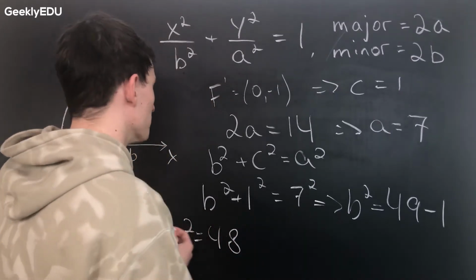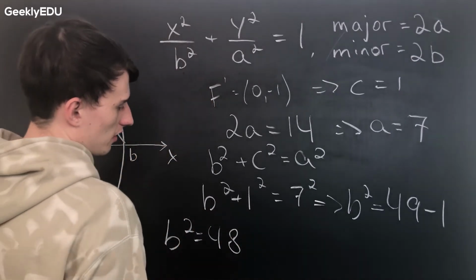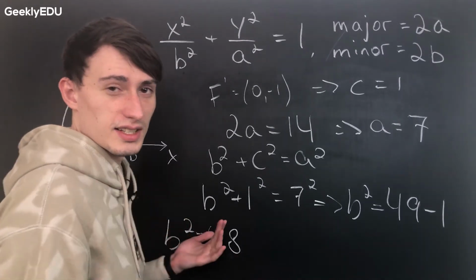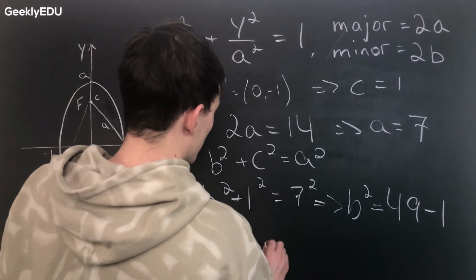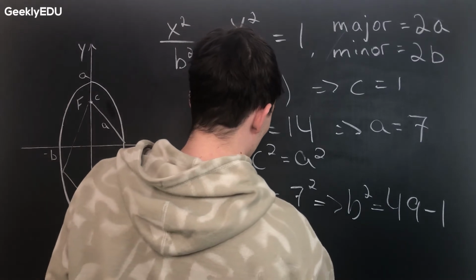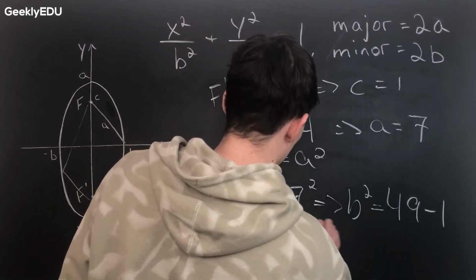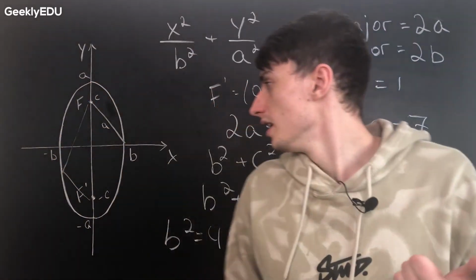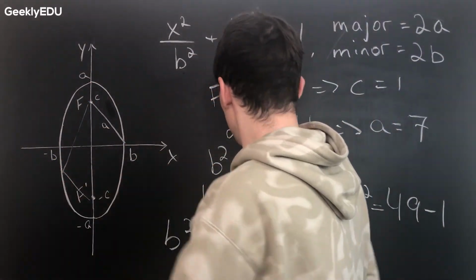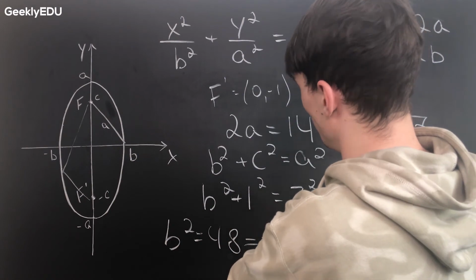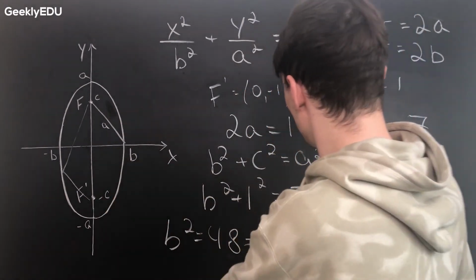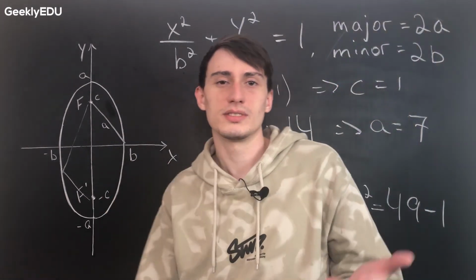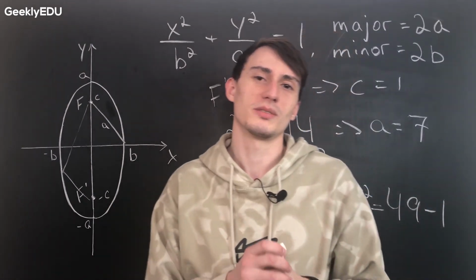That's it. It's pretty simple, but we're not quite done yet. We can simplify this. We know that 48 is 16 times 3, so we can rewrite this as plus or minus the square root of 16 times the square root of 3, which is plus or minus 4 square root of 3. And that's it. There we have it. We know that the x-intercepts are (-4√3, 0) and (+4√3, 0). That's it. It's that simple to find the x-intercepts of an ellipse.